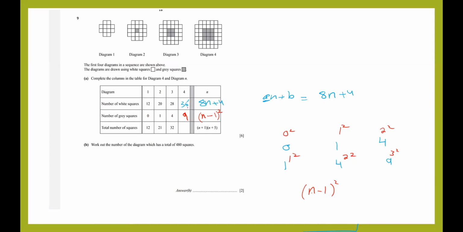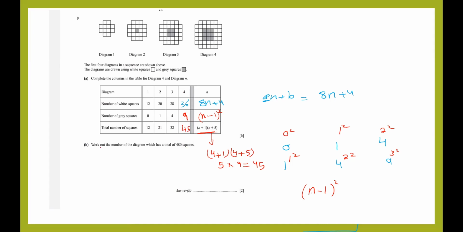If we move here to part 4, diagram 4, the nth term is given, so I just need to replace the value of n by 4 because this is the fourth term. So this part will be 4 plus 1 multiplied by 4 plus 5. 4 plus 1 is 5 multiplied by 9. So the missing number in here is 45.